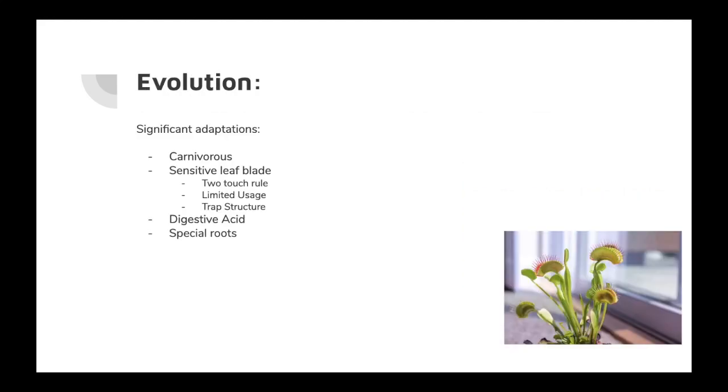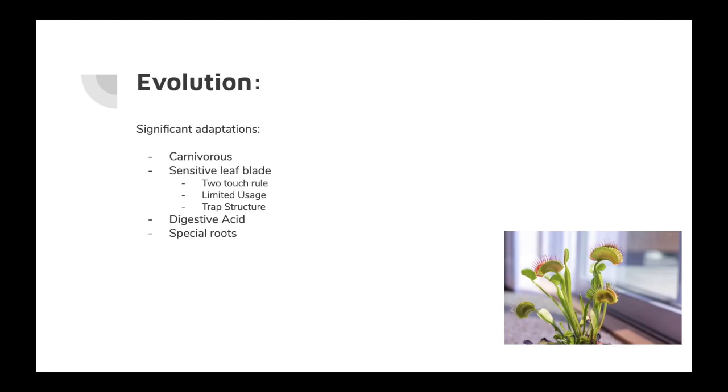The Venus flytrap actually has evolved quite a large amount of significant adaptations in order to live within its habitat. Of course, the primary and most notable is the carnivorous aspect of it, which it uses in order to gain such nutrients as nitrogen from the insects it eats. And in order to eat these insects, it has developed a trap from its own leaves.